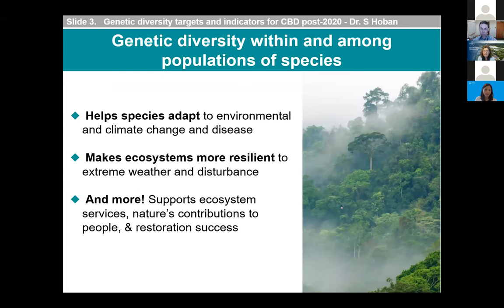As Linda has just shown to you, genetic diversity within and among populations of species helps species adapt to environmental and climate change and diseases and pests. It makes ecosystems more resilient to extreme weather and other disturbances, and it supports ecosystem services, nature's contributions to people, and the success of habitat restoration.